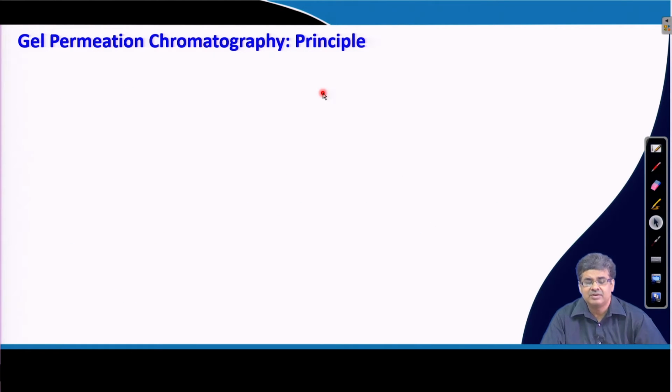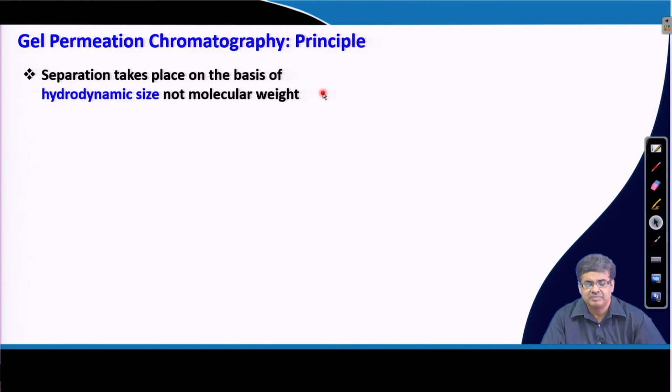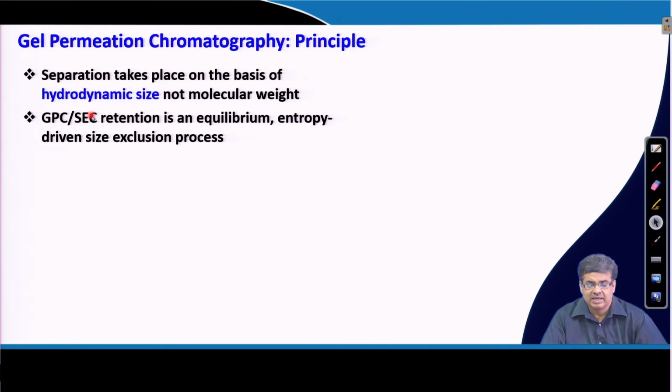The principle of gel permeation chromatography, or GPC, is that separation takes place on the basis of hydrodynamic size, not molecular weight. Remember, we are talking about hydrodynamic size. Now, in this technique, the separation or the retention of polymer molecules is an equilibrium, entropy driven exclusion process.